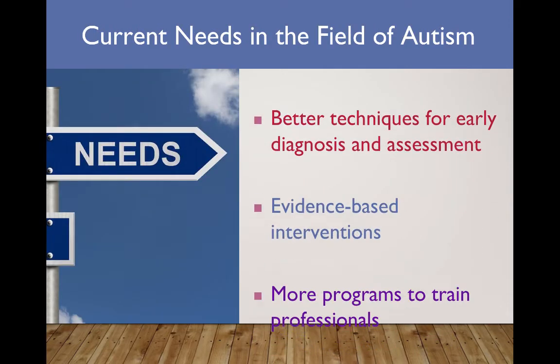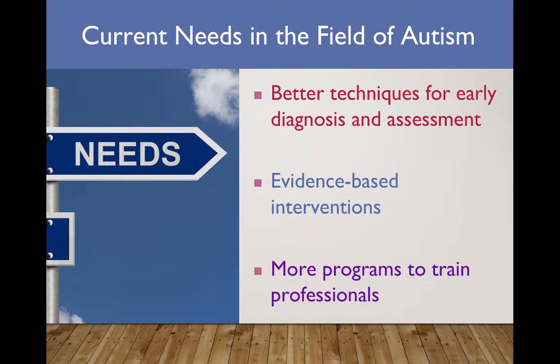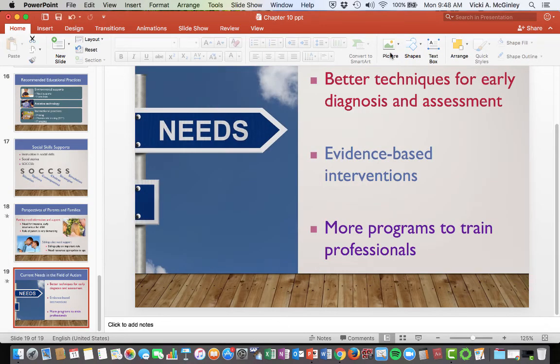What are the current needs in the area of autism in the field? Better techniques for early diagnosis. We need research-based and evidence-based interventions in the home and the classroom, and more programs to train professionals and teachers. And that takes us through our chapter on autism.